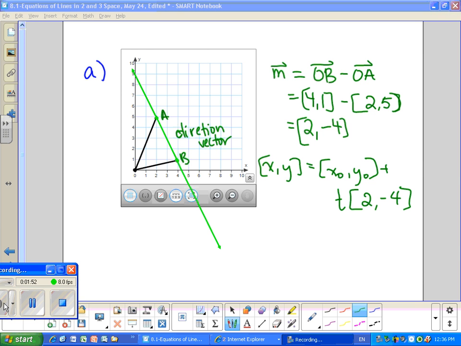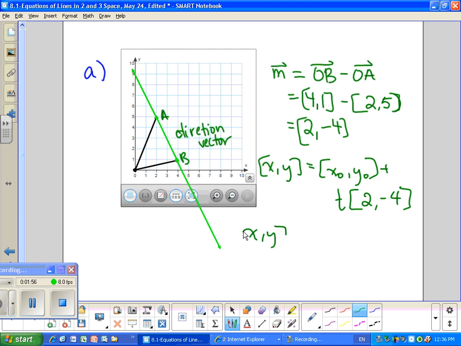The other part that we still have to fill in is the (x naught, y naught). The (x, y) still stays as is. For that (x naught, y naught), you can pick any point that is on that line. So any point, meaning either B or A, doesn't matter. We'll just go with the first one. We'll go (4, 1), and then you have plus t times (2, negative 4).